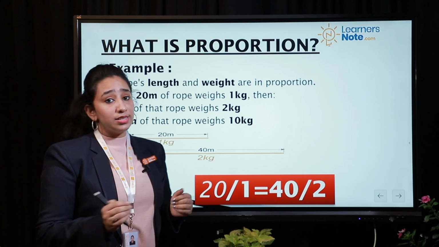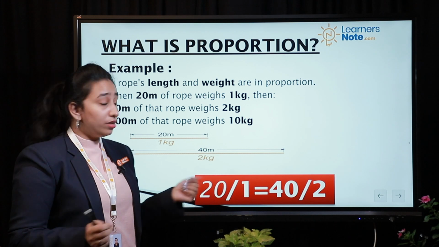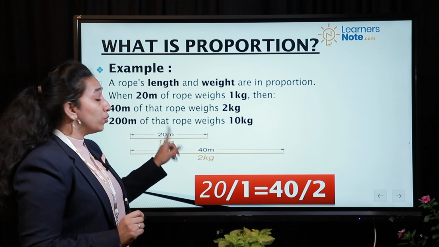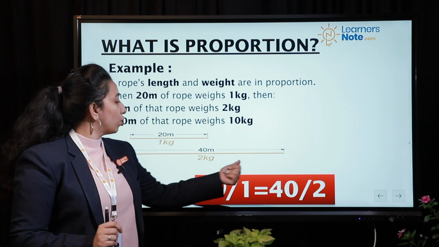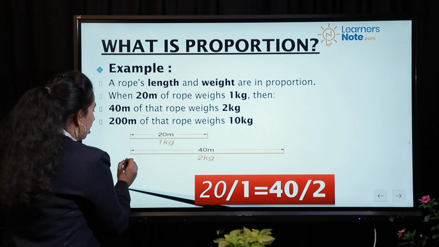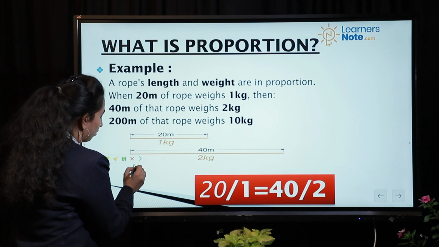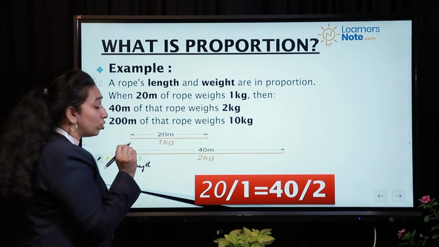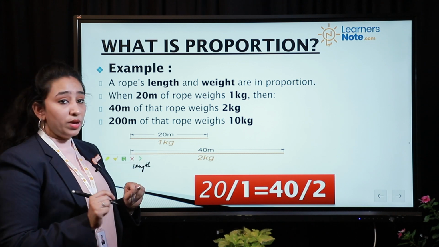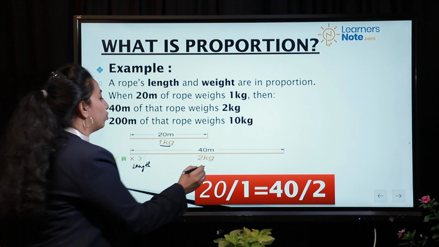I have another example here for you, not just one. I have a rope right here, and you know that ropes are measured in length. Here there is a rope which is 20 meters, and I have another rope which is 40 meters, and the weight is also given, not just length. So we have length, and also one more thing, the weight of the rope. The first rope, the 20-meter rope, is 1 kg, and the 40-meter rope is 2 kg.